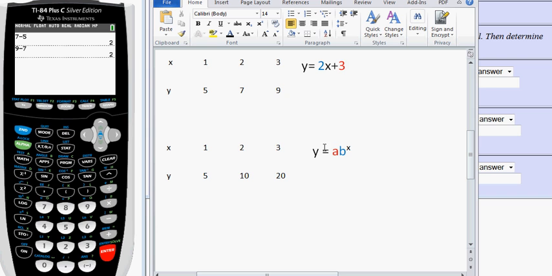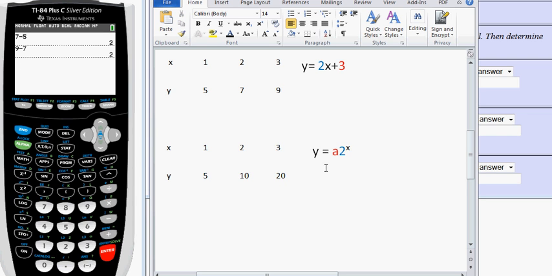With exponential, it's almost the same thing except you're looking for a multiplicative pattern. Here it's clear that every time x goes up by 1, y gets multiplied by 2. So we say it has constant multiplicative change because you're always going to be multiplying by 2. 5 times 2 is 10. 10 times 2 is 20. So that automatically gives me the value of b. b is the growth factor, or I like to call it the multiplier. In this case, the multiplier is 2.